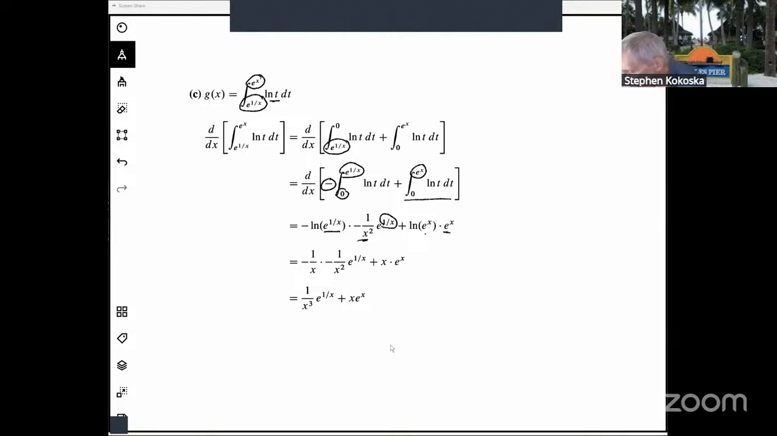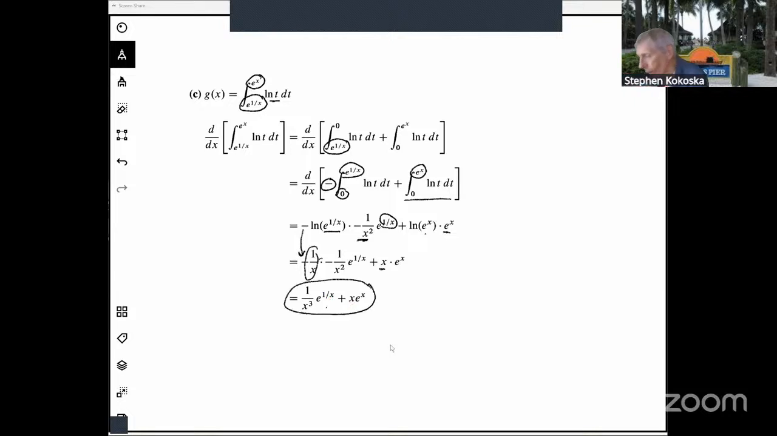We know that the log and the exponential, the natural log and the natural exponential function, are inverse functions. So the log of e to the 1 over x is just 1 over x. There's the minus sign right there. This remains the same. I brought it down. There's a dot in there. The log and e are inverse functions, so there's the x. And I think there's just a little bit more simplification. The minus signs cancel, become a positive. There's a 1 over x cubed in there, e to the 1 over x, x e to the x.